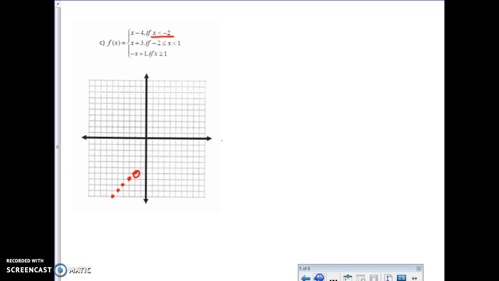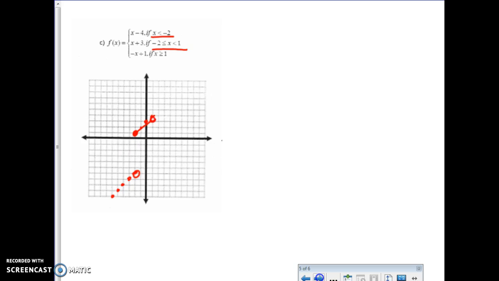Now I'm going to do the same thing with x plus 3. So x plus 3 looks like that. And it exists for x values between negative 2 and positive 1. So I'm going to put an open circle at positive 1 because it does not exist there. And anything that's not between those two numbers, I'm going to erase. So that's what your graph looks like right there.